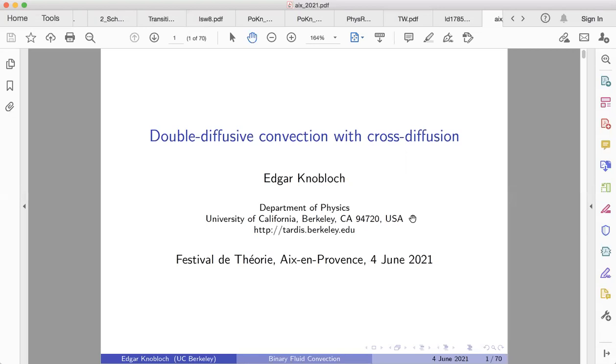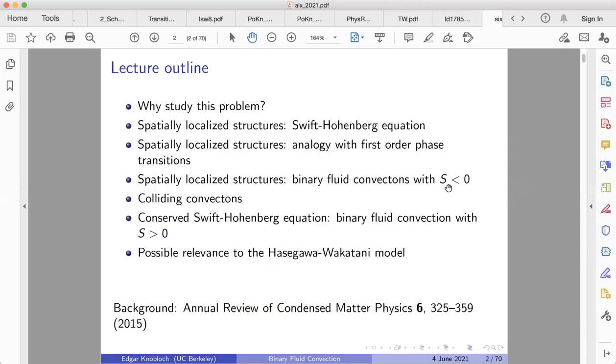So my plan for today is to say a few words about why I'm interested in this problem. And then I'm going to spend a few minutes talking about a model problem, which is simpler to understand, the so-called Swift-Hohenberg equation.